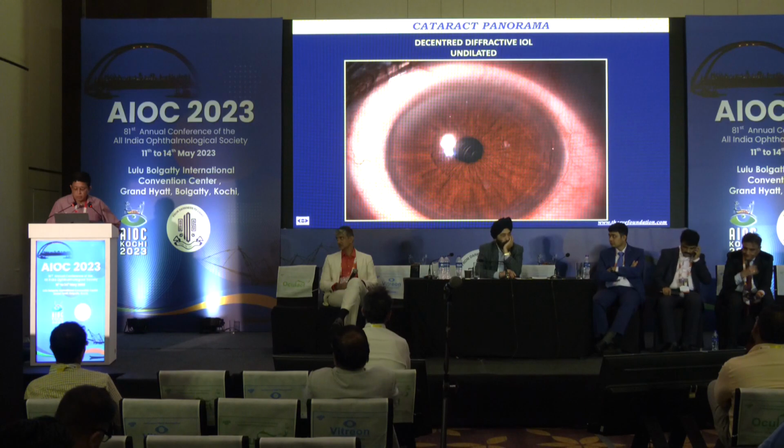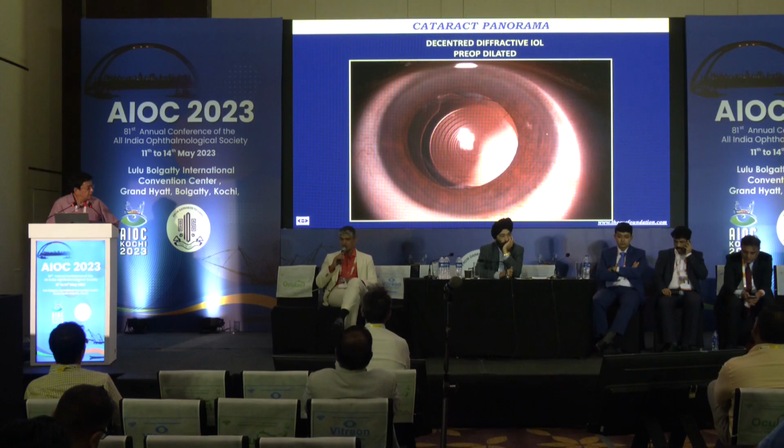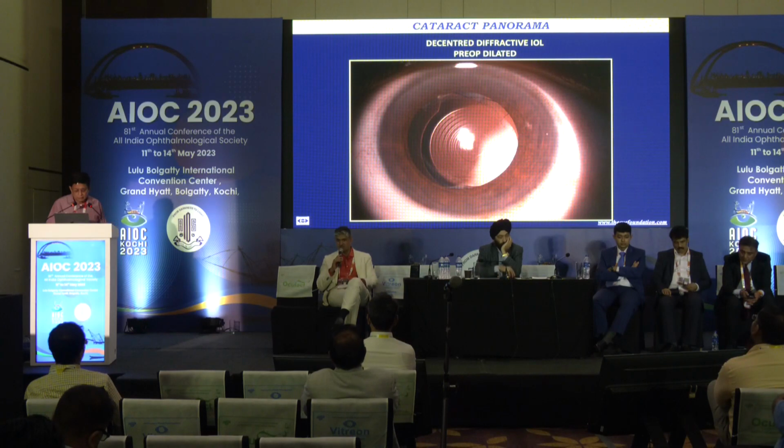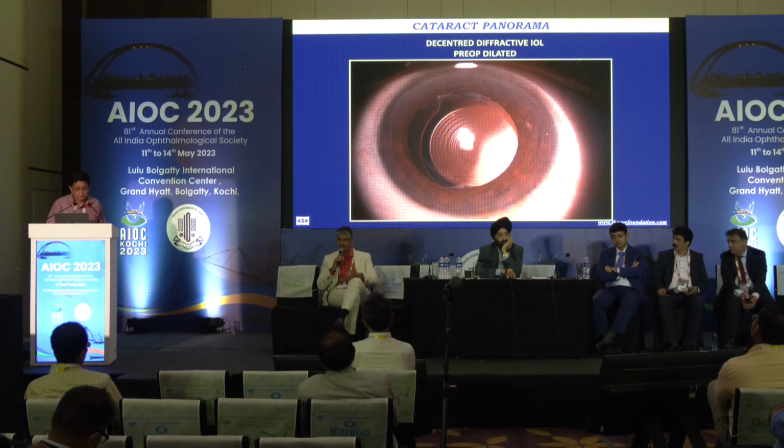So, would you do anything at all for this eye, or just leave it alone as such? One haptic is in the bag and one in the sulcus. This is what I saw after dilatation. I have the same doubt as you did. Yeah, the upper one basically looks to be in the sulcus. So if it's in the sulcus, then I would still put it back into the capsular bag, because over a period of time with capsular contraction, the decentration will get worse.